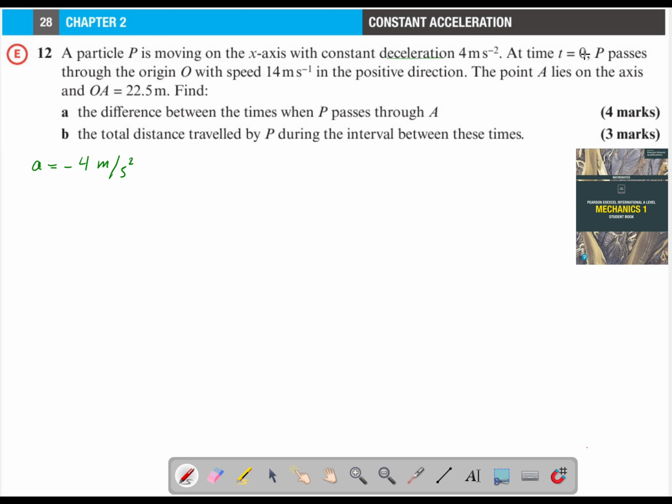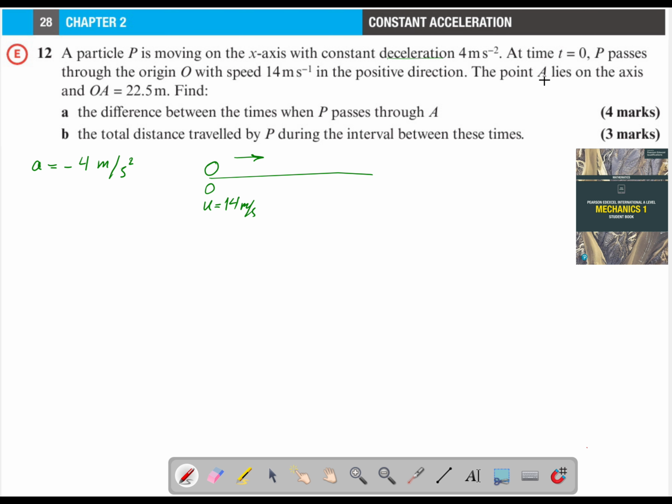At time t equals 0, P passes through the origin O with a speed 14 meters per second in positive direction. So when we start, time equals 0, P passes through the origin O. So we have particle P at origin going toward the positive direction at point O when time equals 0, and the initial velocity here is 14 meters per second.